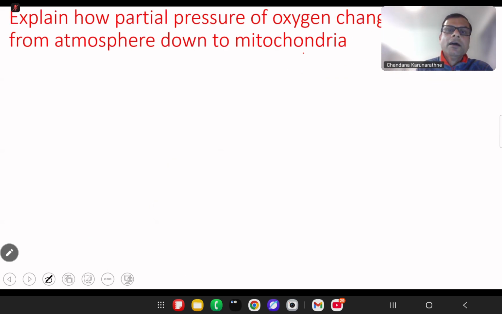Okay. All right. Now we'll go into some important but simple questions first. Explain how partial pressure of oxygen changes from the atmosphere down. This is basically the oxygen cascade. Very easy, and everybody knows this one. But when you are asked to draw this one in a viva or some kind of setup, then you should be able to, because this is an important question, an easy question.